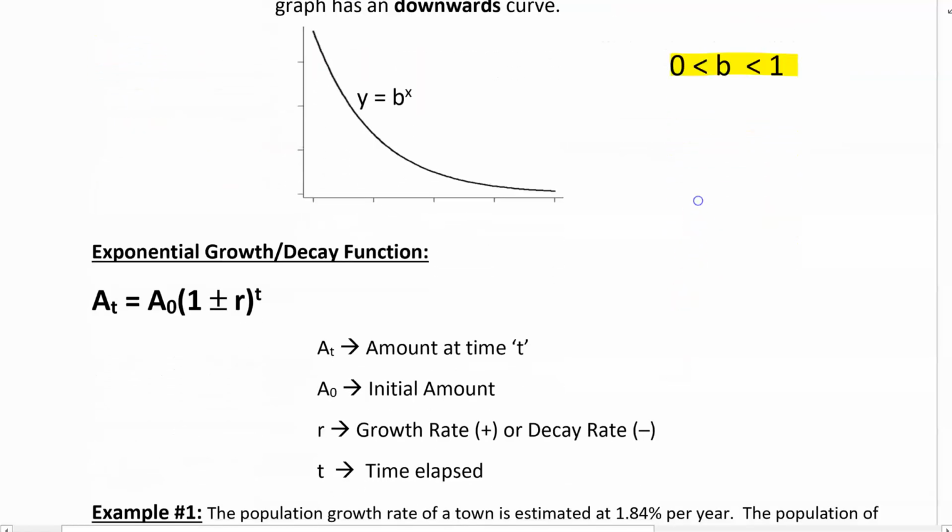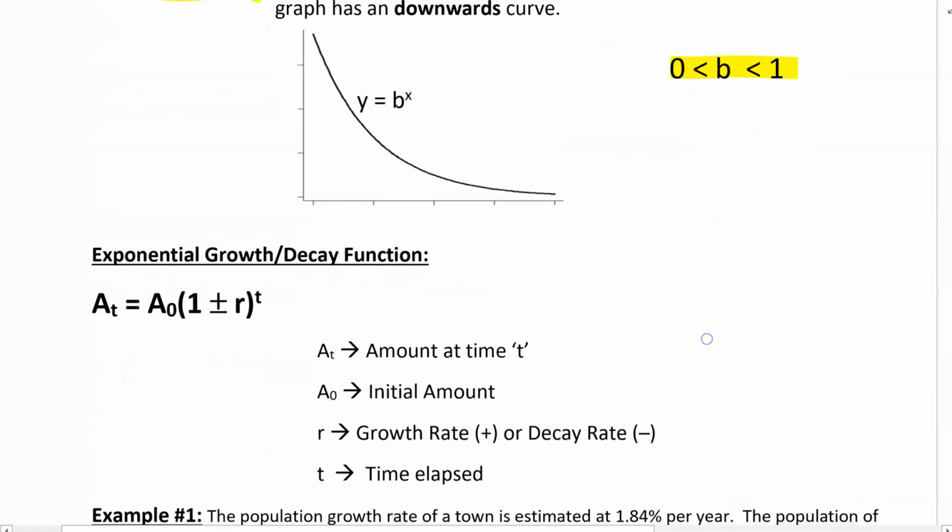Okay? So that b value actually goes right here. That's b right there. In a growth situation, it's 1 plus r, and if it's a decay, it's 1 minus whatever that rate is, as a decimal. Okay, and this is the equation we're going to use entirely. So what is it actually? Let's talk about it.